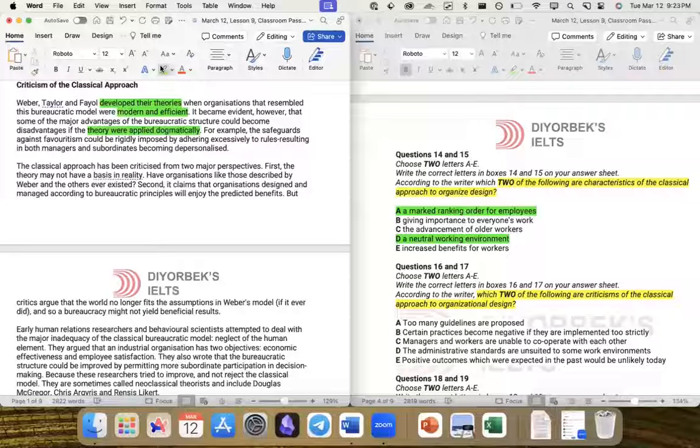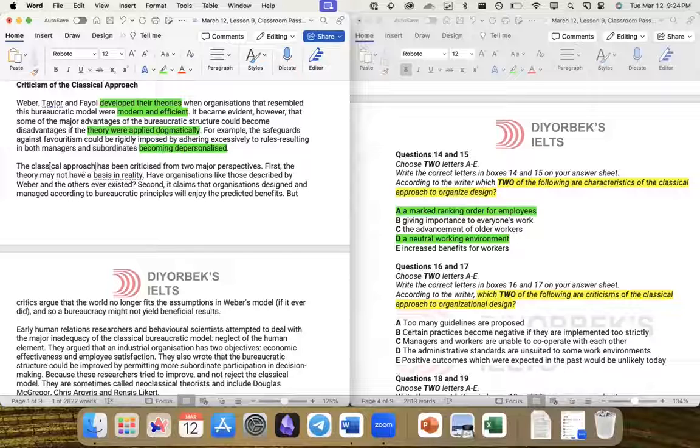Dogmatically apply qiladigan bo'lsa, bu teoriya o'sha advantagelar disadvantage bo'ladi. For example, the safeguards against favoritism could be rigidly imposed by adhering excessively to rules, resulting in both managers becoming depersonalized. Agar favoritismni oldini olaman desak, bu nimaga olib kelishi mumkin? Ham menejerlar va subordinatlar personalize bo'lmay qoladi. Ya'ni hamma mashinaga o'xshab qoladi, personalization yo'q endi.